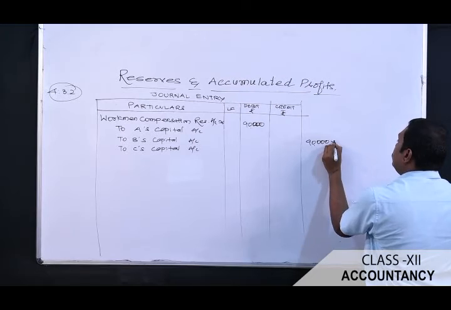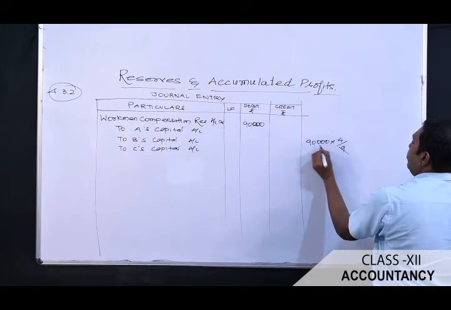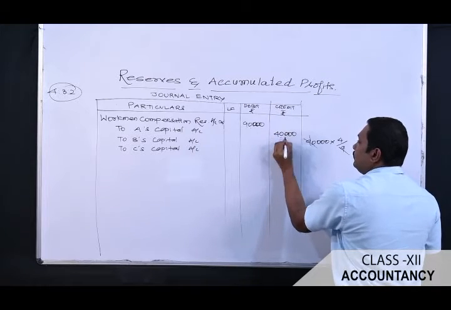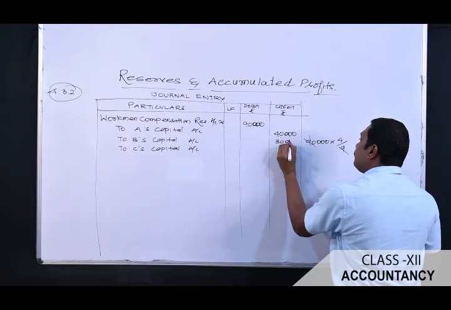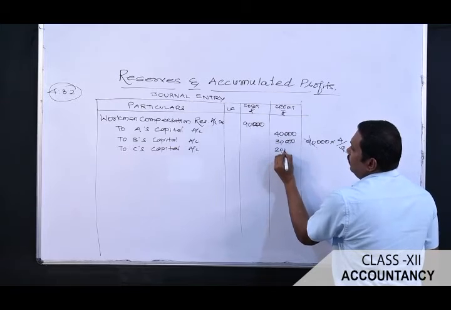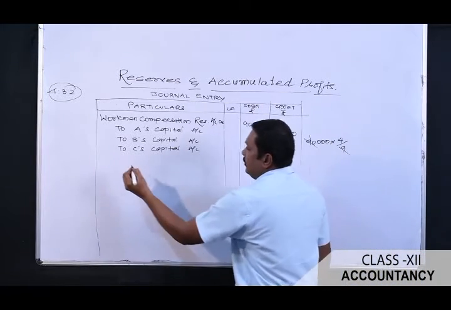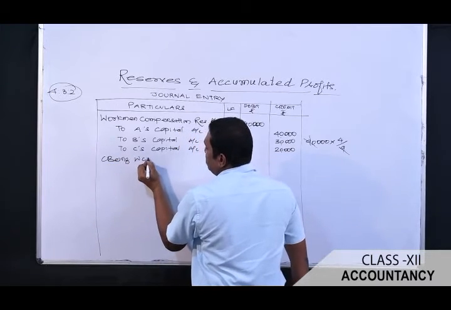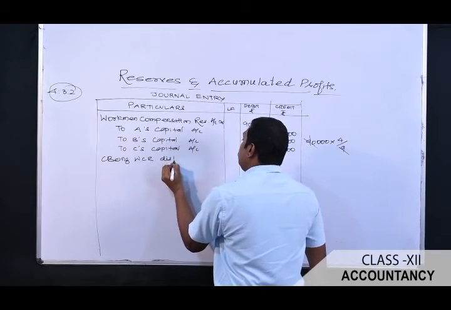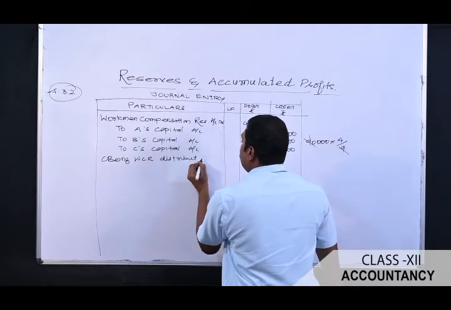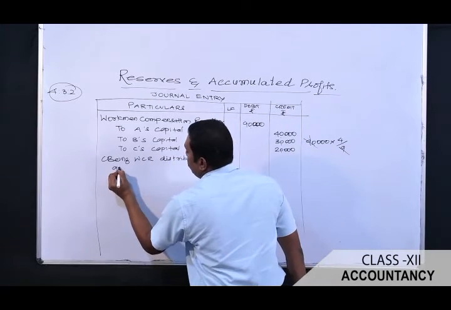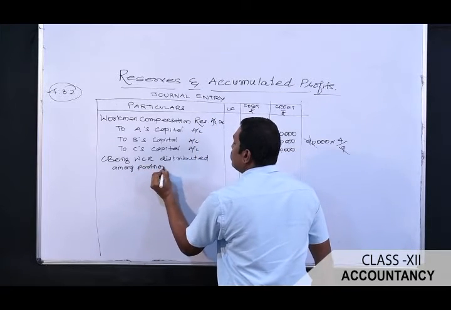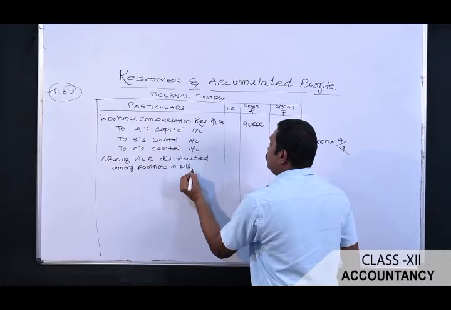90,000 into 4 by 9. So 40,000, then 30,000, then 20,000. Being workman compensation reserve distributed among partners in old ratio.